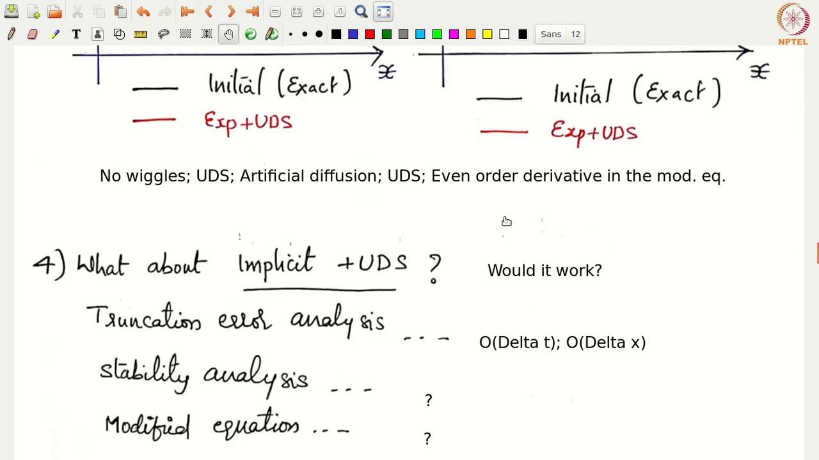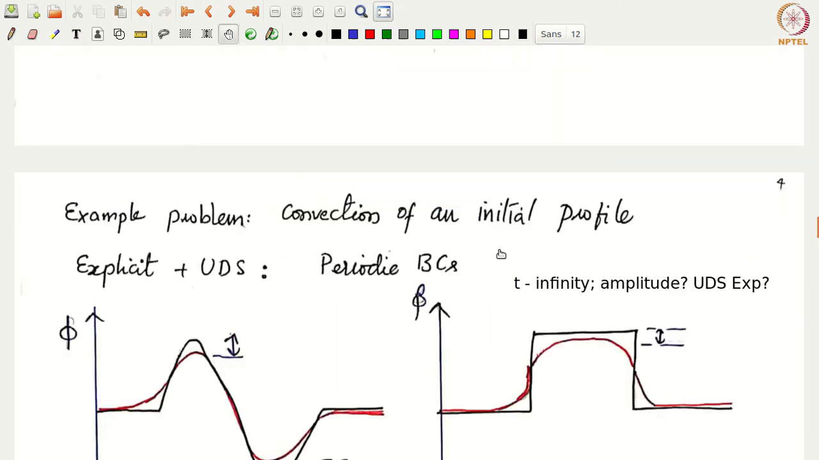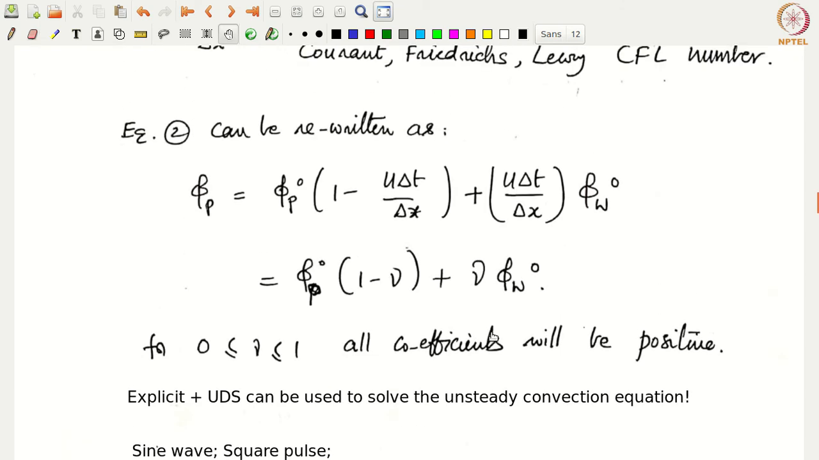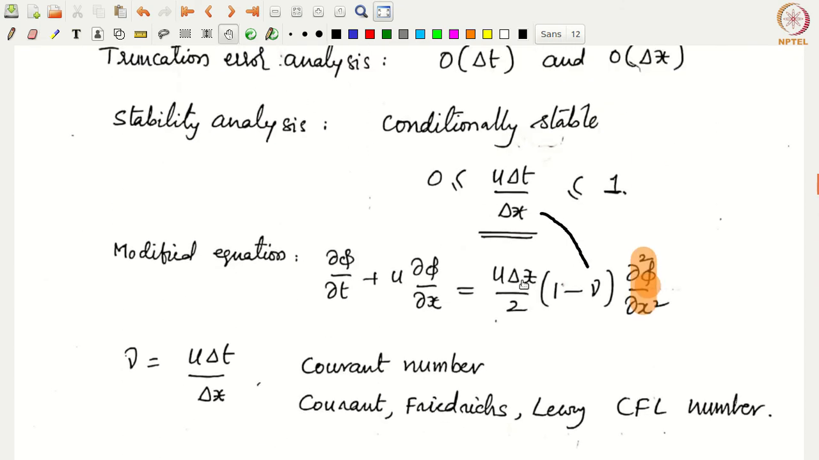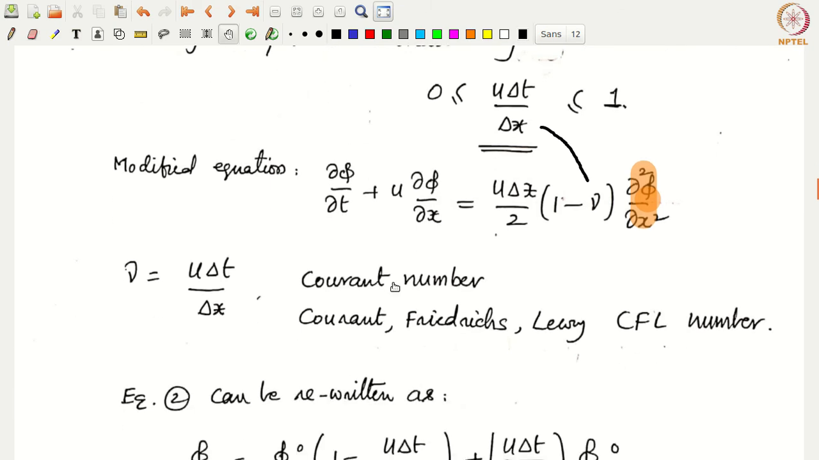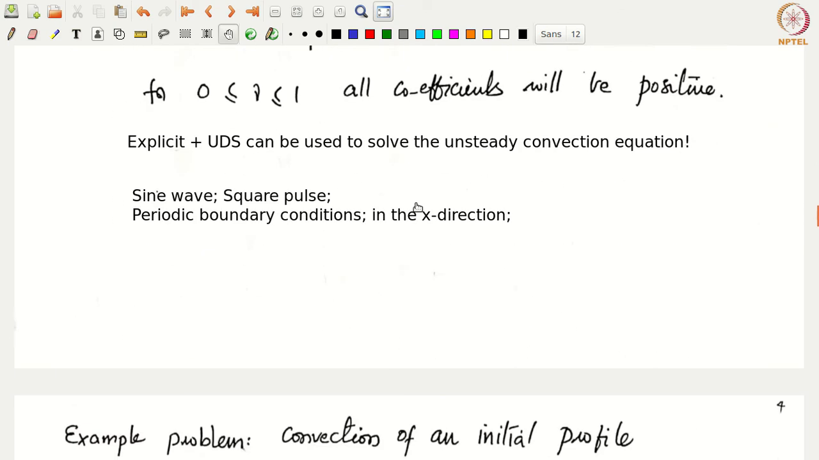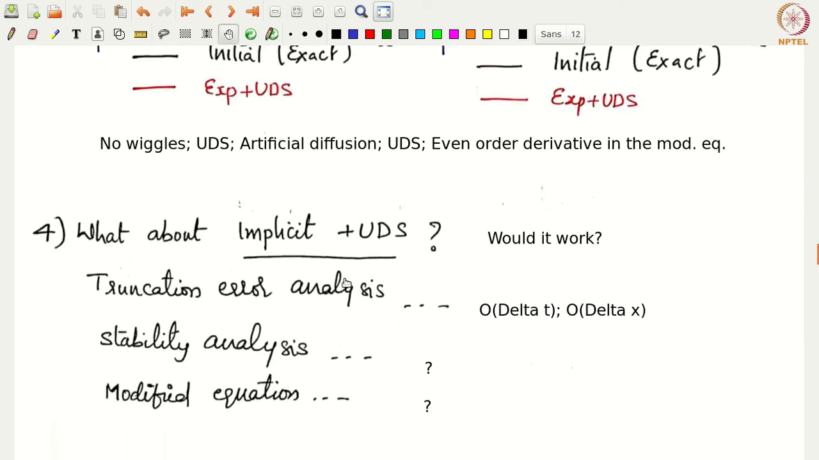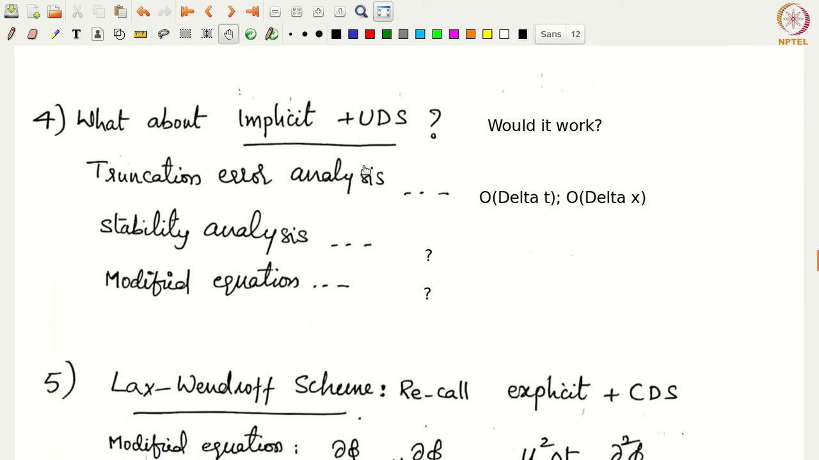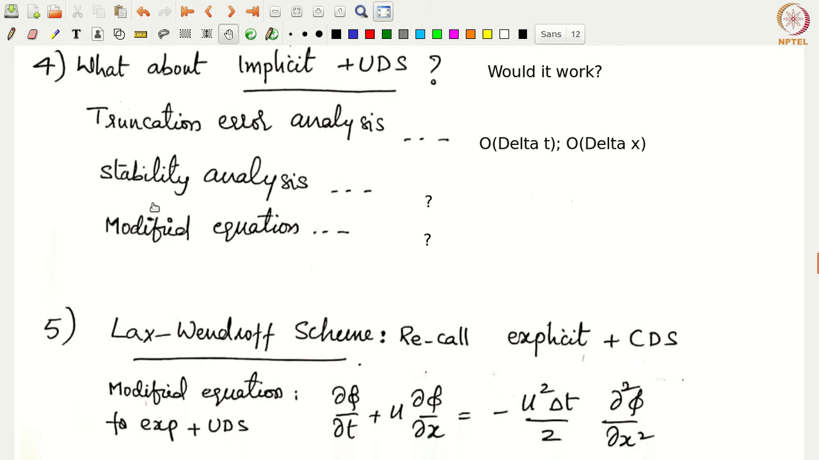Of course, you can draw similar conclusions by looking at how this term will be. We have done it for the implicit CDS, so you can see what the modified equation looks like, and so on, by looking at the explicit method as well. So out of these 4 methods, we have now looked at one of the methods. Now of course the upwind difference schemes are viable.